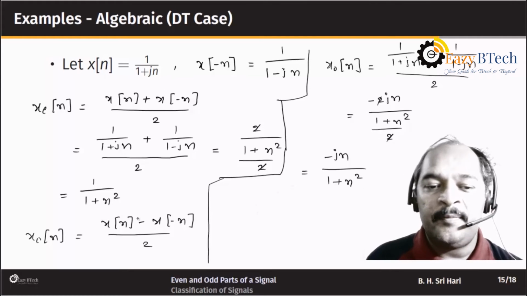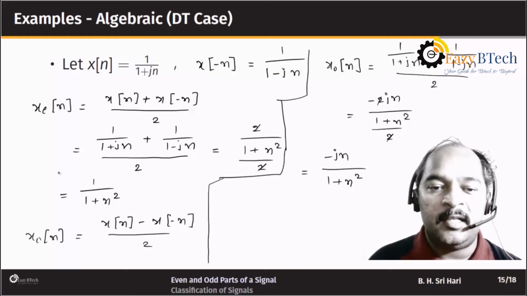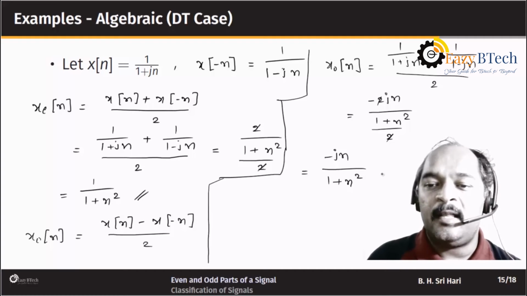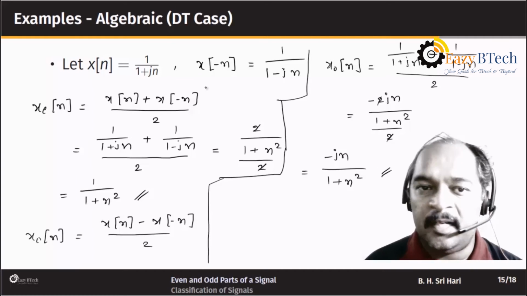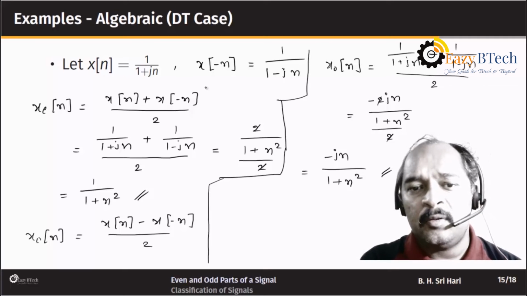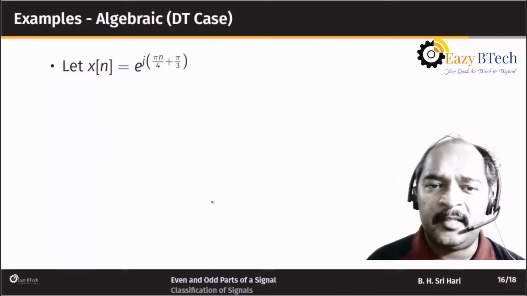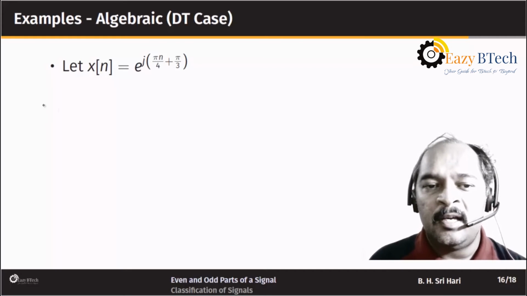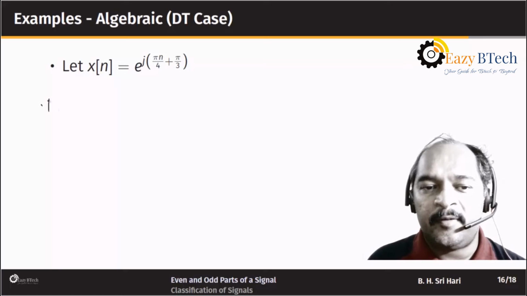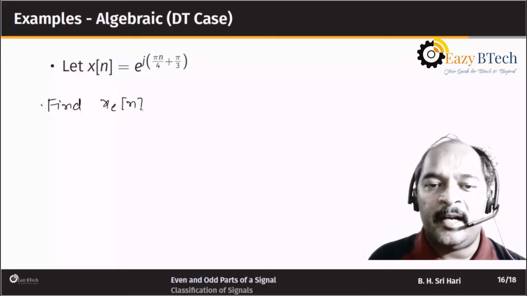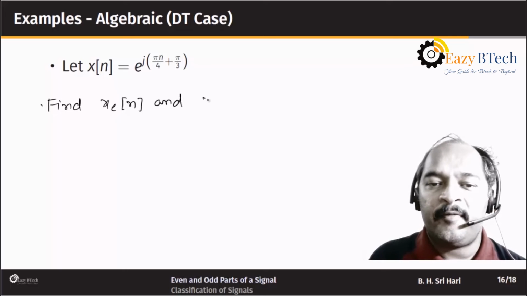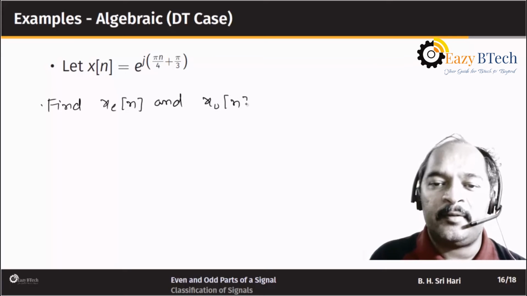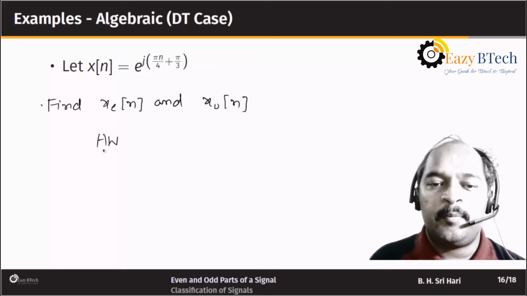So in that way you can find out the even part and the odd part of the given discrete time signal. Okay, so let us take one more example. This problem looks similar to what we have already done for the continuous time case, so this one I will give as homework. Find xe of n and xo of n. So this is our homework problem.